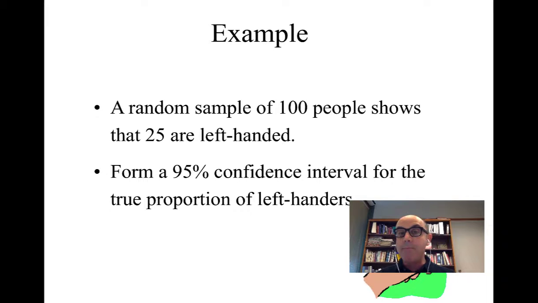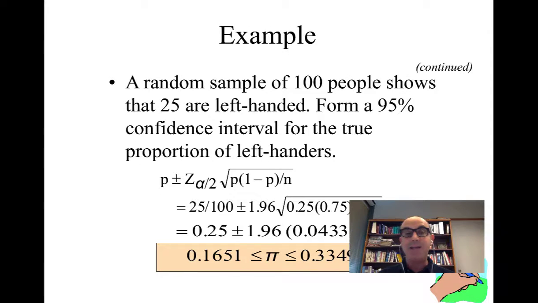A random sample of 100 people shows that 25 are left-handed, like myself. Form a 95% confidence interval for the true proportion of left-handers. So in this case, a random sample of 100 people showed that 25 are left-handed.